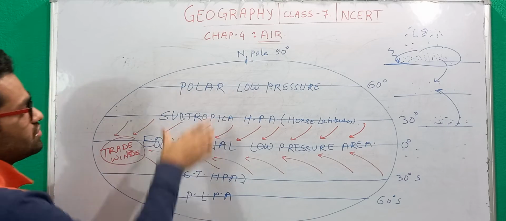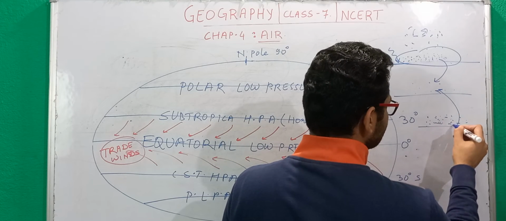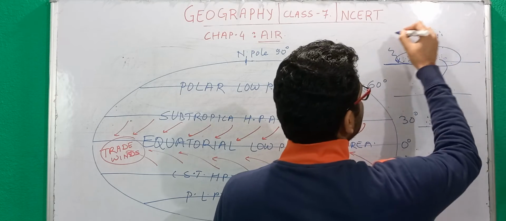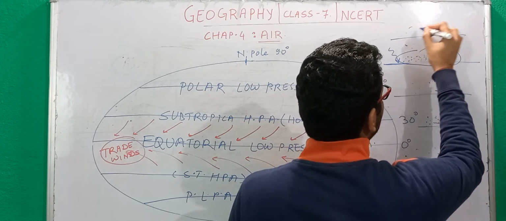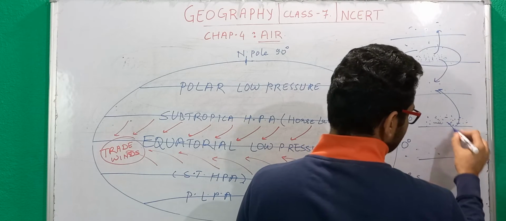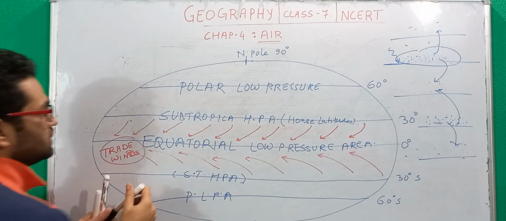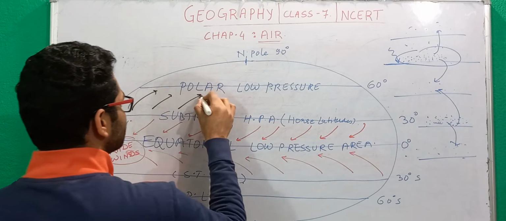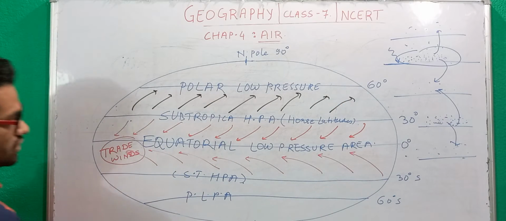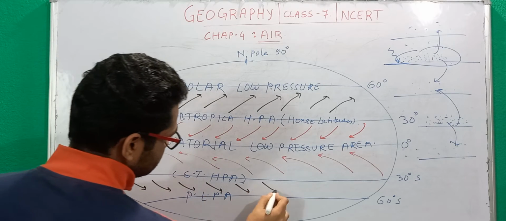Since this is a low pressure area, what will happen is that you have a good concentration of air here, and here we have again low concentration of air, and again here we have low concentration of air. So this wind will also flow here. This wind will flow in this way to the polar low pressure area also. So this wind will flow like this.